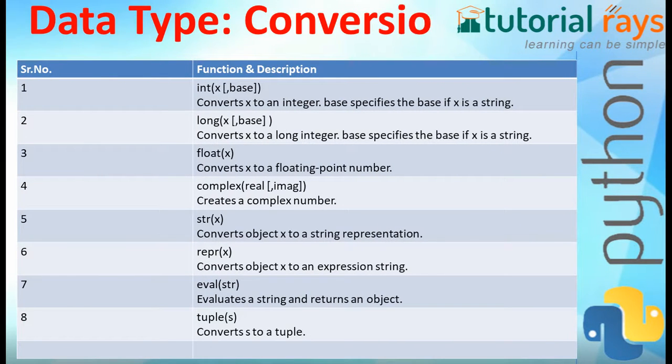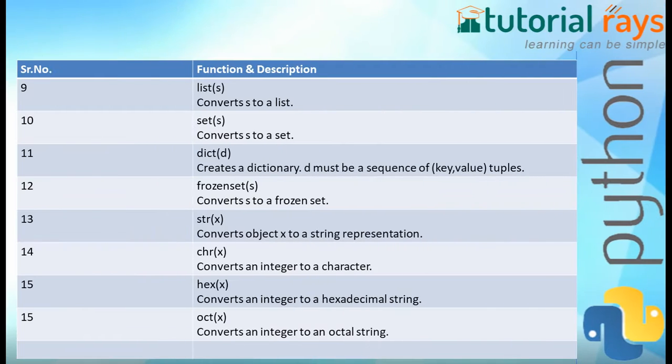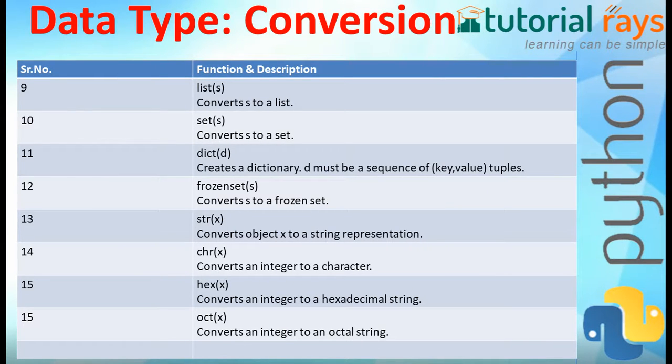So these are the list: int x base. Here it is beyond the capacity of this tutorial to discuss each and every point given here, but you can check one by one by typing in a text editor and trying. So these are the conversion functions which have been provided by Python to convert from one data type to another. So that's it about data types in Python.